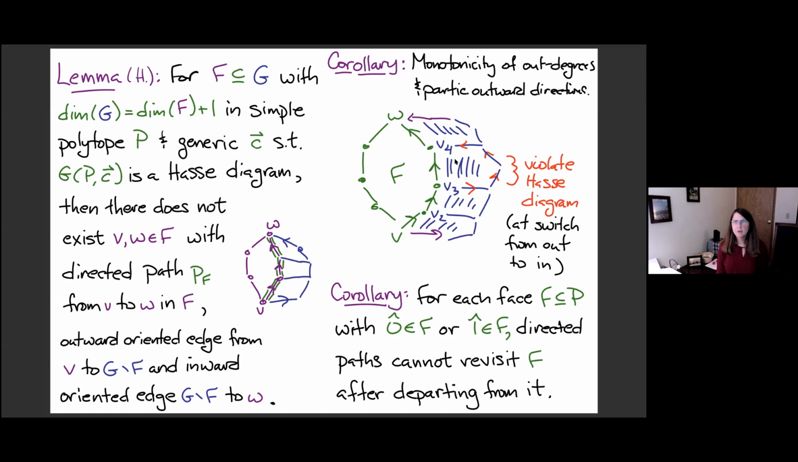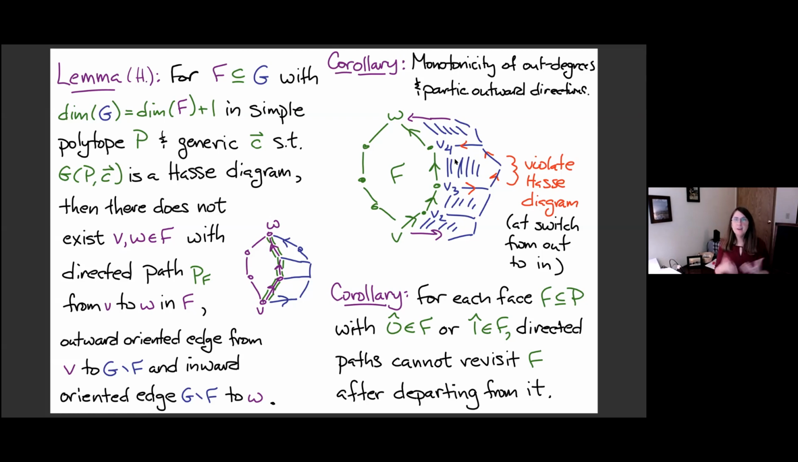And you can get as a corollary of this that any face F of your polytope containing either the overall source 0 hat or the overall sink 1 hat will have the property that paths that depart from that face can never revisit that face. Okay, so you get those cases.